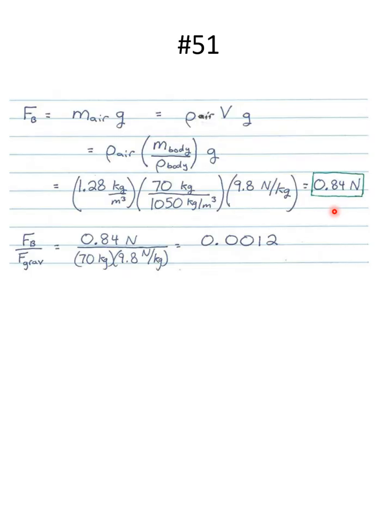And then it says, now compare this with the person's weight. So buoyancy force divided by the weight of the person, which is the force of gravity. So 0.84 newtons over the person's weight, mass times g, and you get 0.0012. And so that's why we do not float in the air. There is a buoyancy force, but it's only about 1,000th of our weight. So fairly negligible.